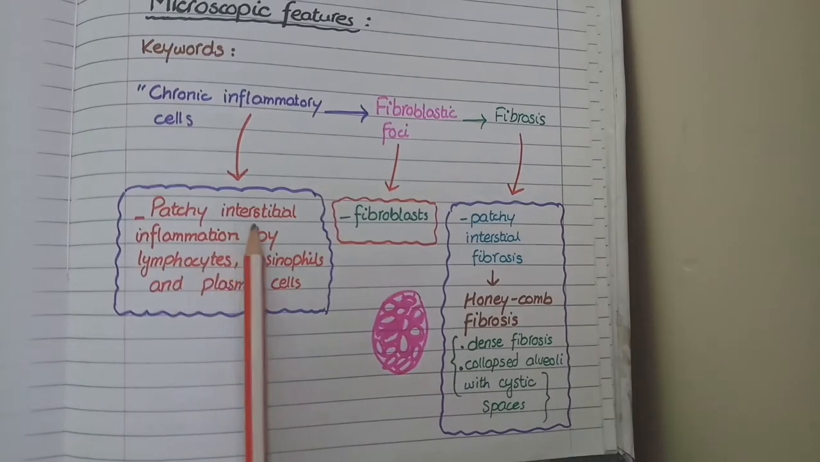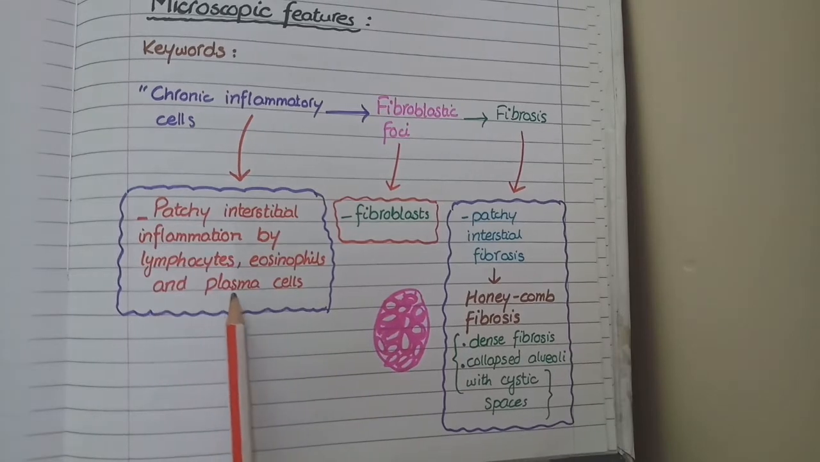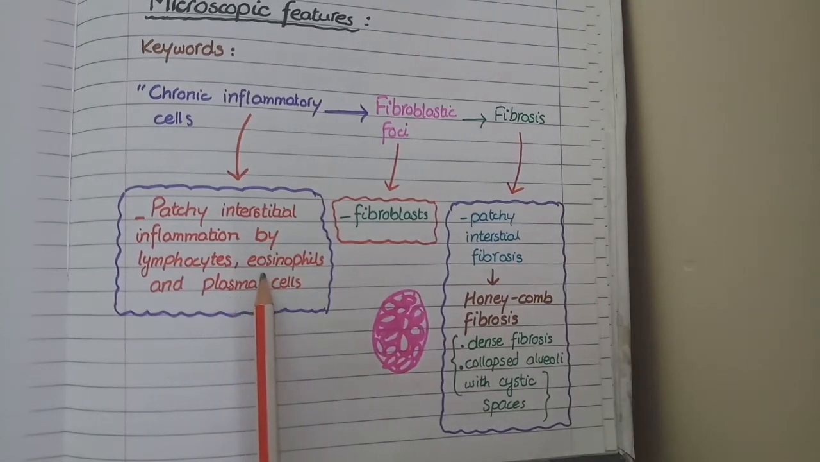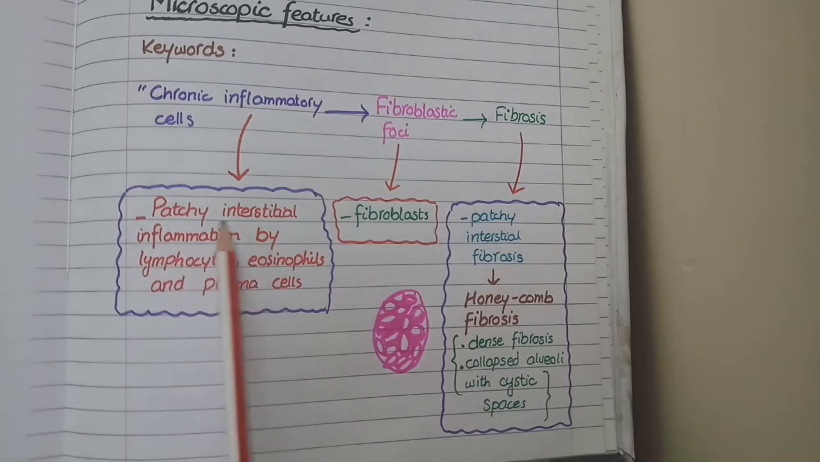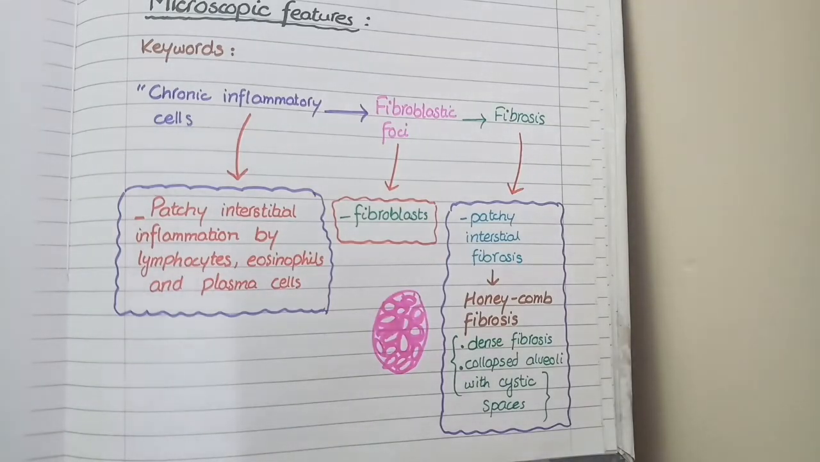So you see patchy interstitial inflammation by chronic inflammatory cells that are lymphocytes, macrophages and plasma cells, and these inflammatory cells also include eosinophils. Now what does the word patchy interstitial inflammation mean? Interstitial inflammation means that the inflammatory cells will not be present inside the alveoli, rather they will be present in the interstitial spaces between the alveoli.